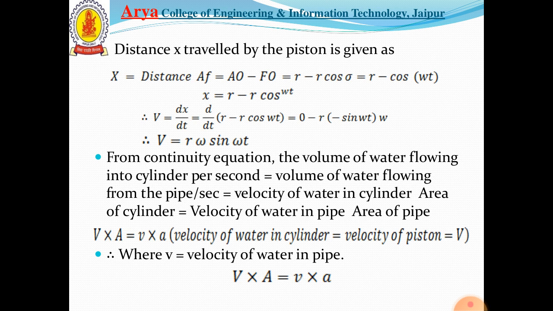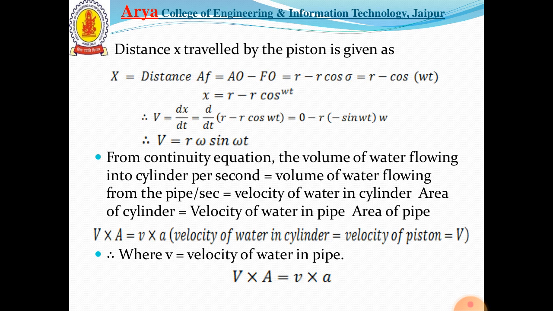The displacement x travelled by the piston is given as x equal to the distance AF, that is calculated as r minus r cos omega t. So x equals r minus r cos omega t. The velocity can be calculated by differentiating the distance equation with respect to time, that is v equal to dx upon dt.